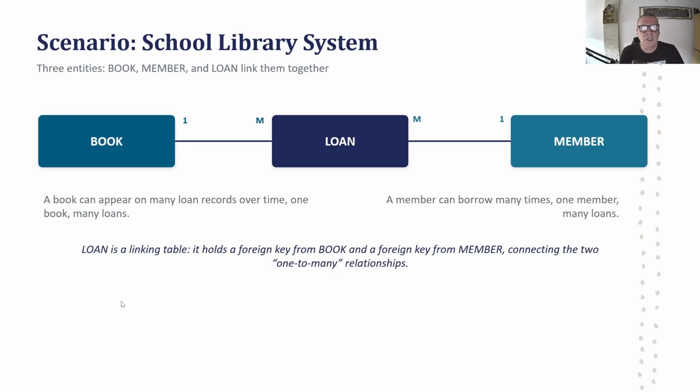Alright, let's have a look at the scenario a bit more. Here we have 3 entities: book, loan and member. You see that the relationship there is 1 to many, so a book can be loaned many times and a member can loan many books or make many loans.